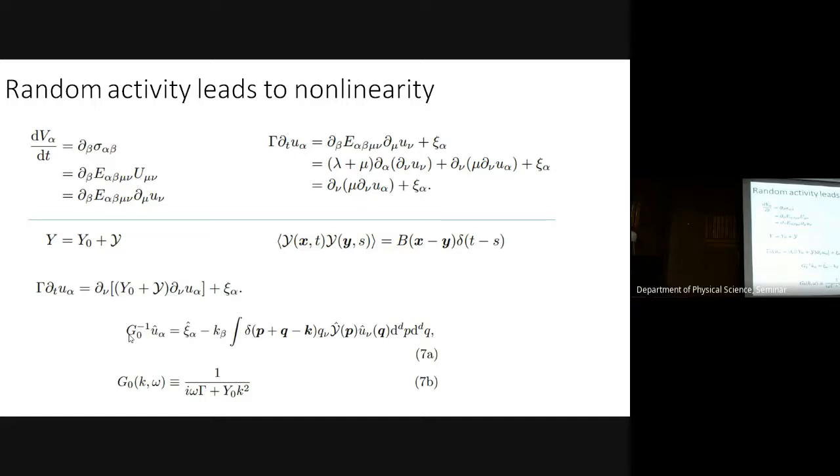Okay, so this kind of curly y is the fluctuating part, and this is the constant part. The Young's modulus is some constant plus some part that is changing. And it is this random part that has some correlation function.